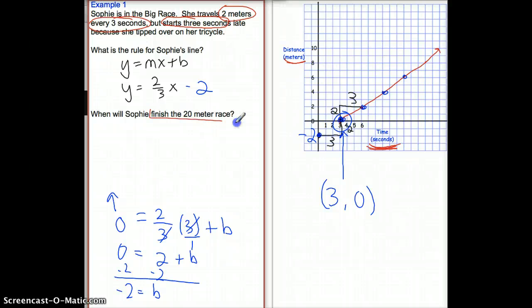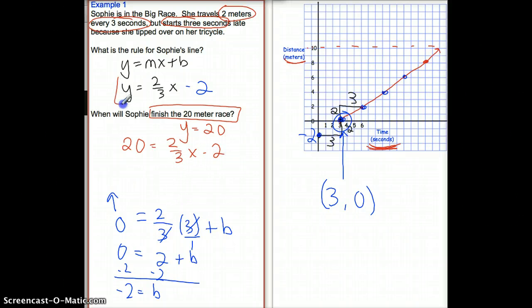When will she finish the 20-meter race? So I can go back to my graph, but I look at my graph and I see that it only is reaching to 10 meters. I need to go all the way up to 20, so my graph is not nearly big enough. Now 20 meters means that my y will be 20. It's really important to know what x and y stand for, because we want y to be 20. We want the meters to be 20, and y represents the meters. So 20 is going to go in for y, and you're going to solve for x.